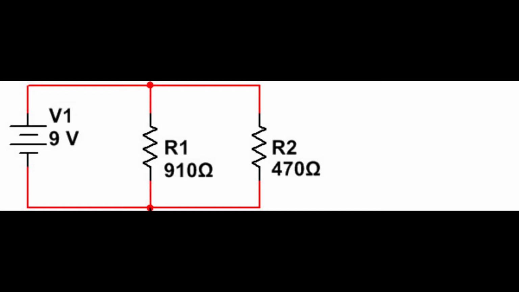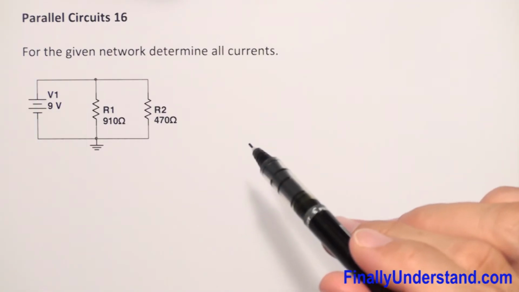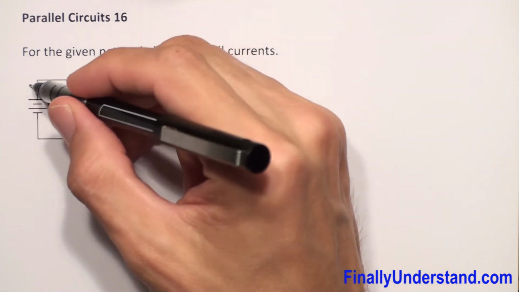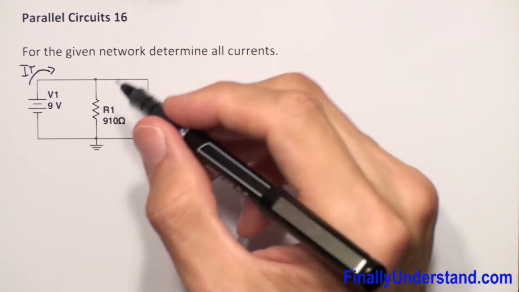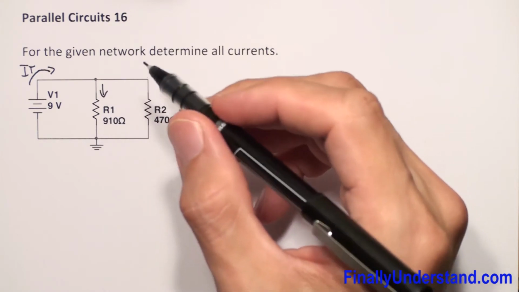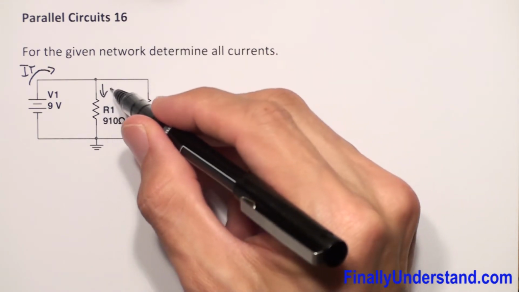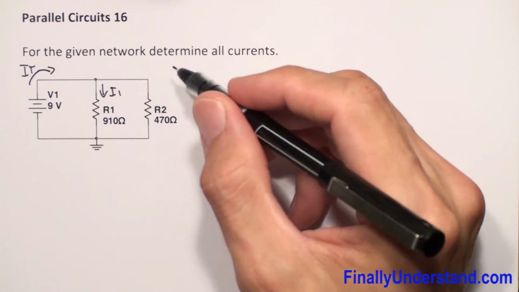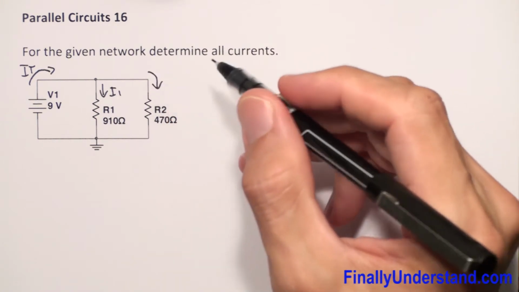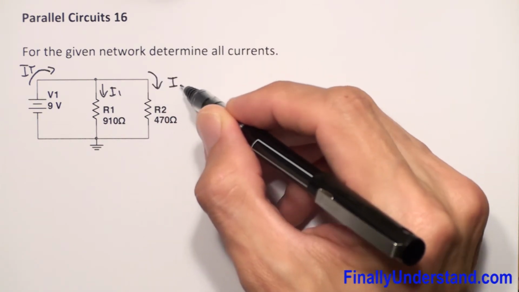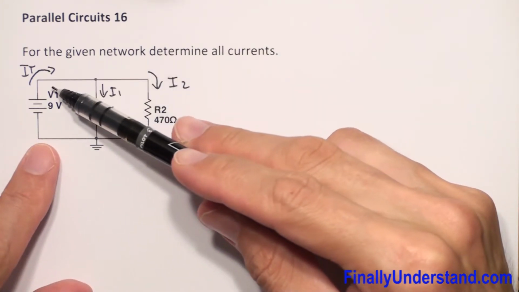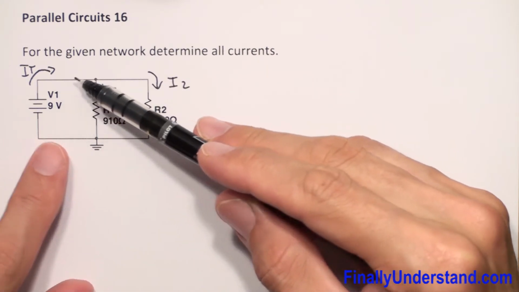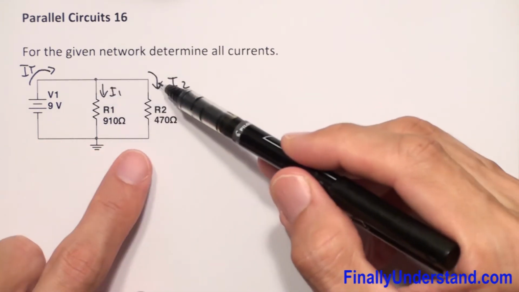For the given network, determine all currents. In this circuit we are going to have three currents. We are going to have the total current, I total. We are going to have the current which will go through resistor R1, my I1, and the current which will go through resistor R2, I2.